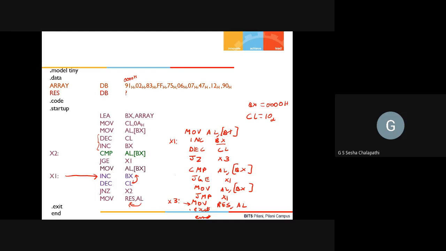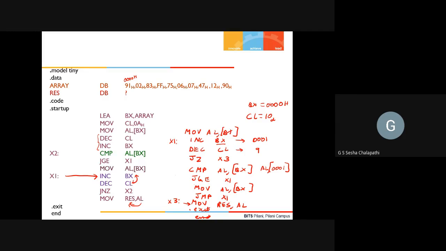I have moved the first byte into AL, and now BX has become 0001. Now decrement CL, it has become 9. It will check whether CL is 0 or not. If it is not 0, then it will go to this comparison. That means AL will now be compared to 0001. If it is greater than or equal to, fine. Otherwise, it will move it to the next. And then you will be going to X1 again.